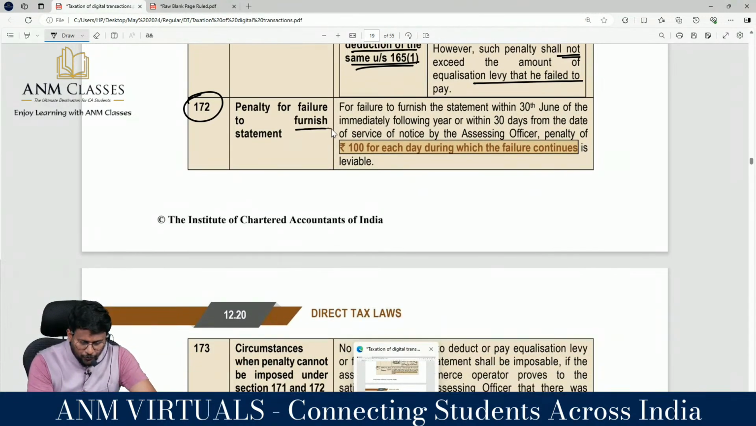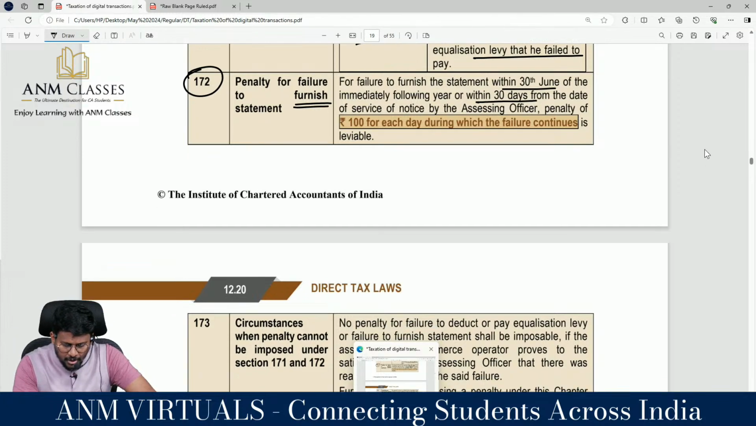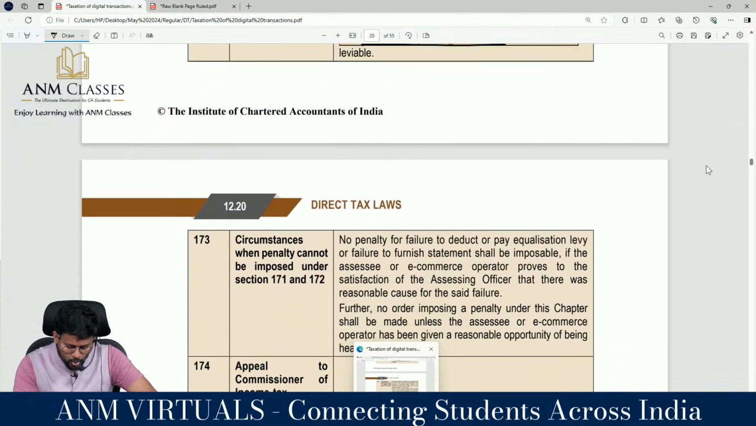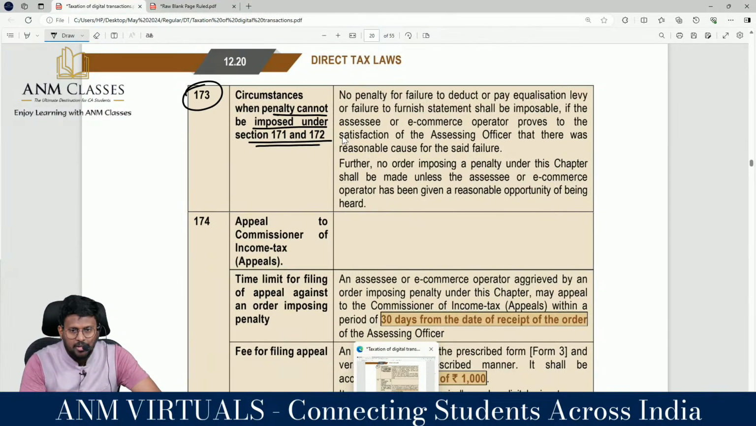172, penalty for failure to furnish the what? Statement எப்ப furnish பண்ணனும்? 30 June இல்ல notice வந்துட்டு 30 days குள்ள. அந்த நீ furnish பண்ணலனா, for failure to furnish a statement within 30th June of immediately following year or within 30 days from the date of service of notice by யாரு? Penalty of எத்தனை per day during which the failure continues is leviable. ஒத்துக்கிறியா?